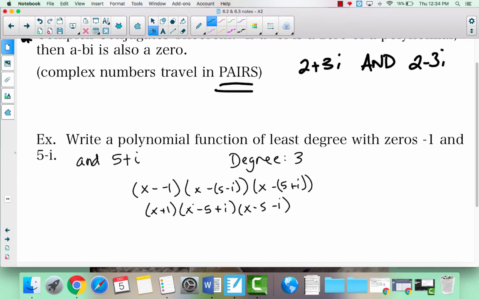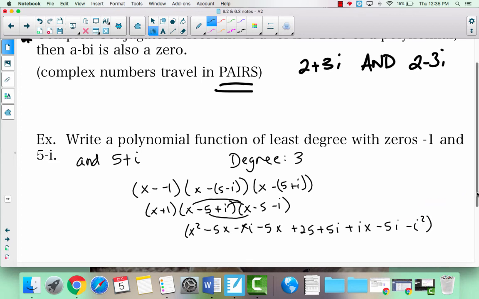So if I'm going to distribute here, I'm going to get x squared minus 5x minus xi. Then I'm going to keep distributing. So we get -5x, positive 25, and then positive 5i. And then finally I distribute the i to all three terms, so I get positive ix, negative 5i, and then negative i squared. So this is just me distributing through all of my terms.